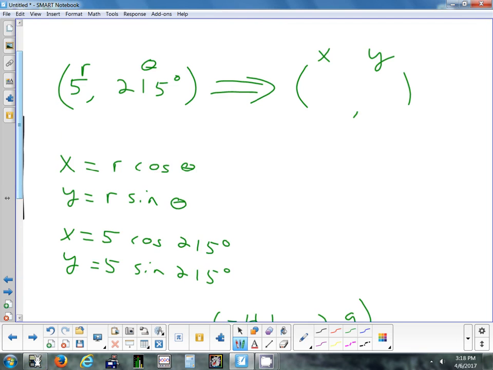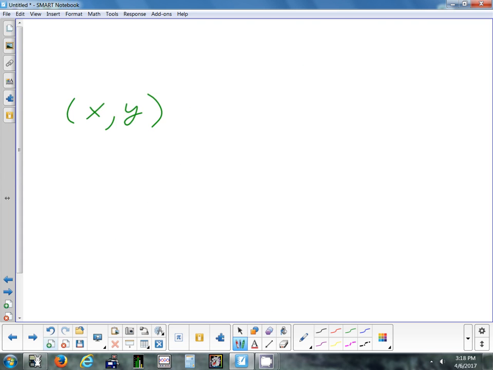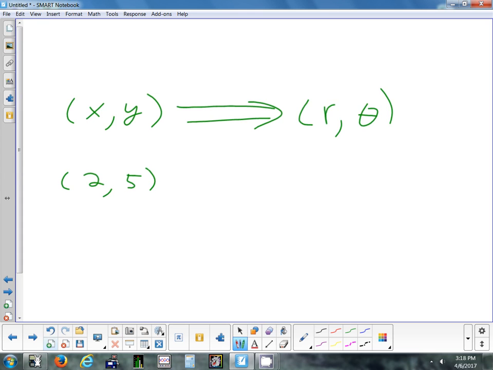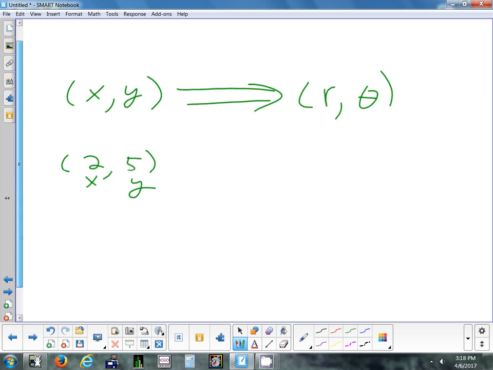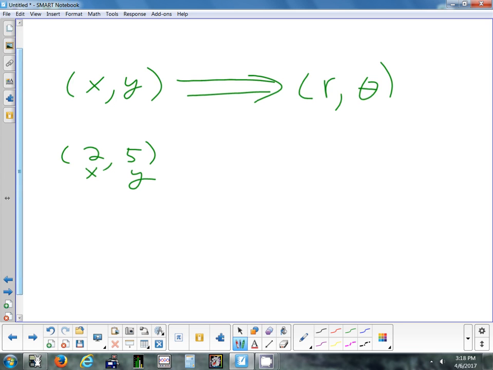Okay. Now, the other way you can convert is from rectangular back to polar. So that's taking something with an x and a y and changing it to r and theta. Okay, so let's say we had the coordinate 2, 5. That's x and that's y. How do you get r if you know x and y?